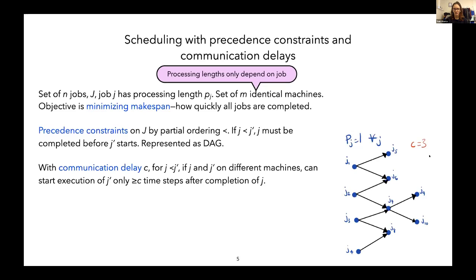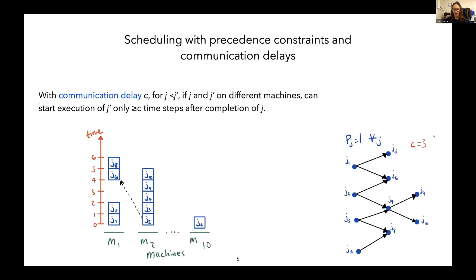So we'll look at an example schedule. We have our 10 jobs. They all have processing length 1, so they just take one time step to complete once they're scheduled. And this communication delay is 3. Here we have 10 machines, M1, M2, up to M10. This is a feasible schedule of the jobs respecting the precedence constraints and the communication delay. And this time axis here just indicates the time steps at which each job is scheduled and how much time has passed for this schedule.